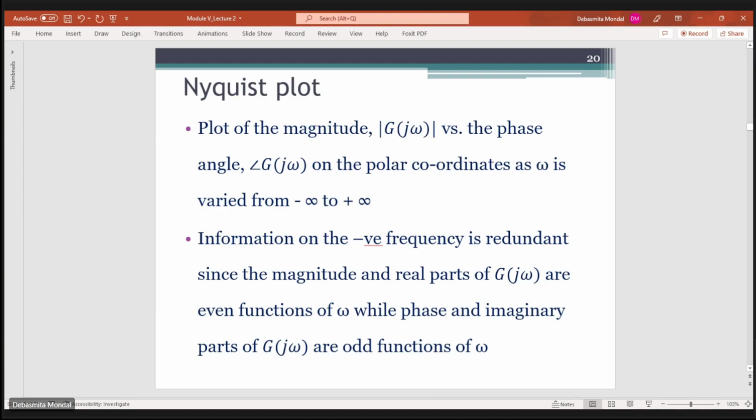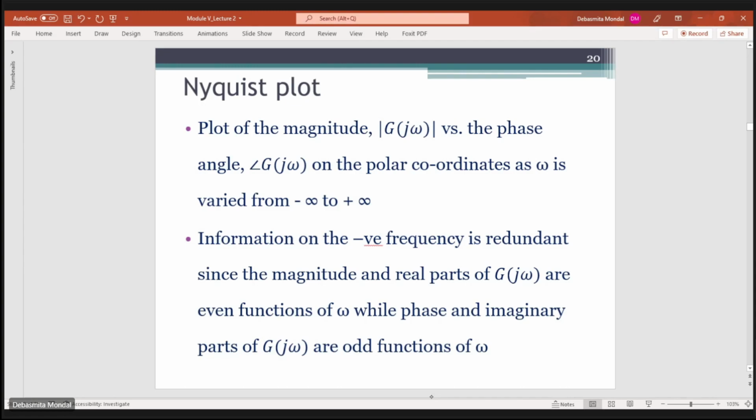But for now, we can just say that the Nyquist plot is equivalent to a polar plot, and in the case of a polar plot, we are changing the value of omega from 0 to infinity, and in the case of a Nyquist plot, we are changing the value of omega from minus infinity to plus infinity.